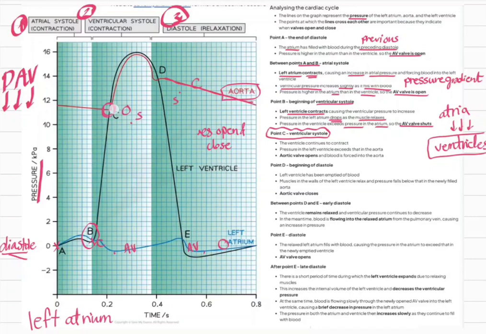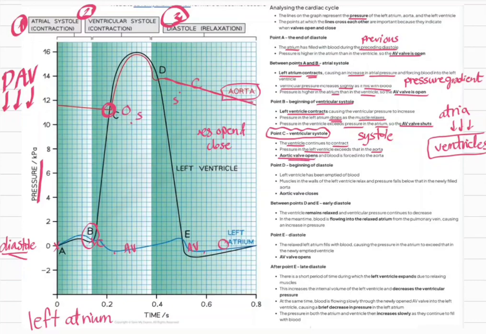As you can see here, this was also an intersection between the aorta curve and the left ventricle curve, and they intersected together. This means the blood flowed from the ventricle to the aorta. So as we can see, the ventricle continues to contract. We're still in the systole part, the contraction part, and the pressure in the left ventricle exceeds that in the aorta as it contracts more, and the aortic valve opens.